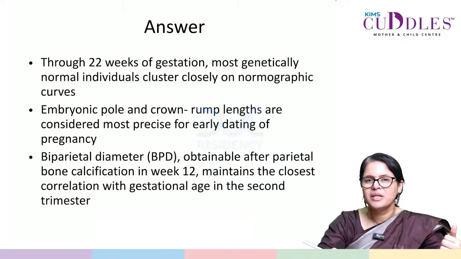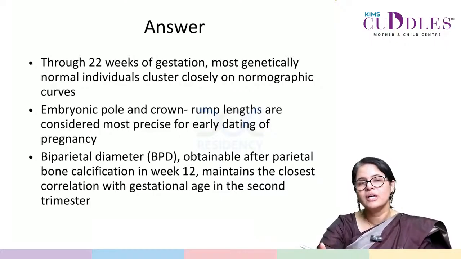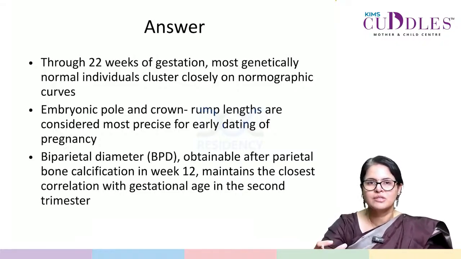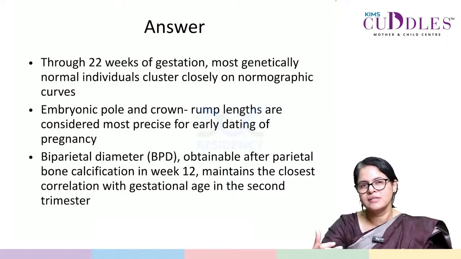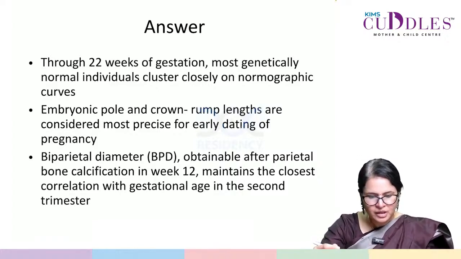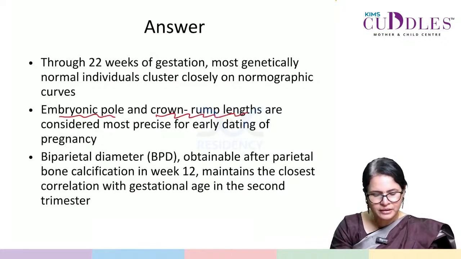Beyond that, parameters can depend on the placental state, or placental insufficiency can result in aberration of the growth more and more. So even if you find, say, an abdomen circumference which is lagging in the third trimester, it could be because of faltered growth, and hence it cannot be used for assessment of the gestational age. So early dating in pregnancy is done mostly on the basis of the embryonic pole and on the basis of crown rump length.